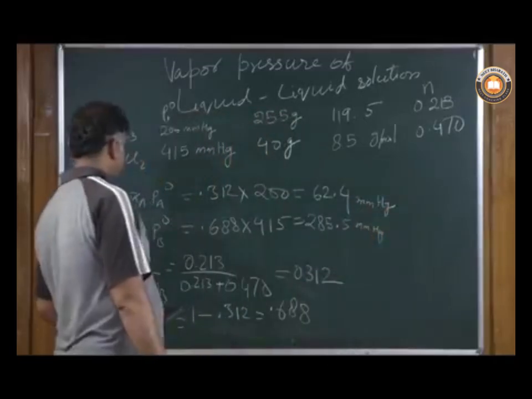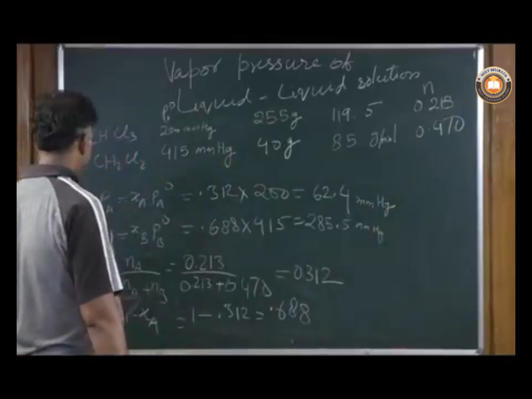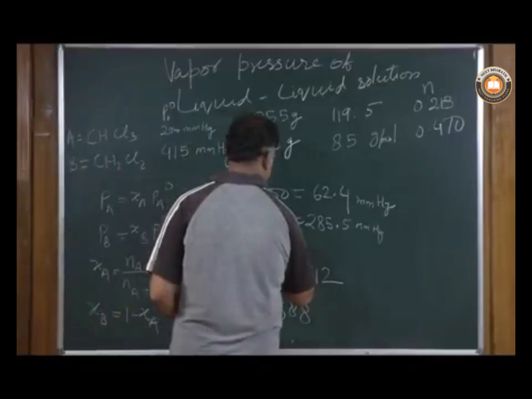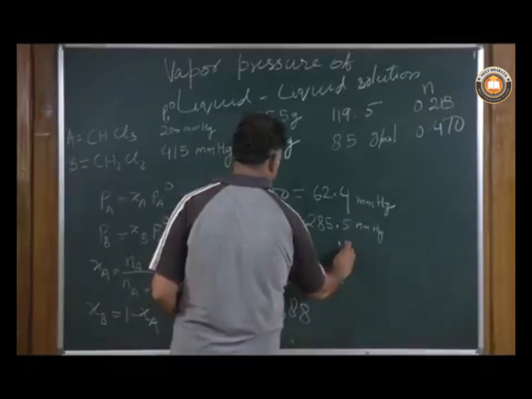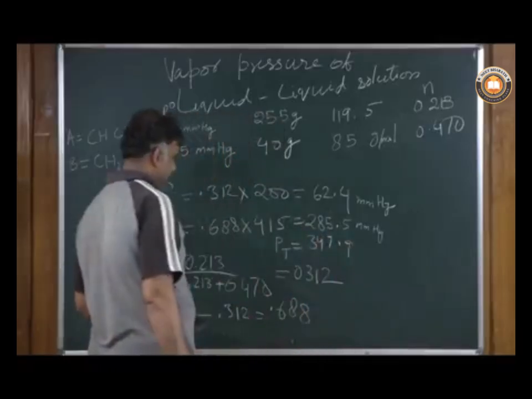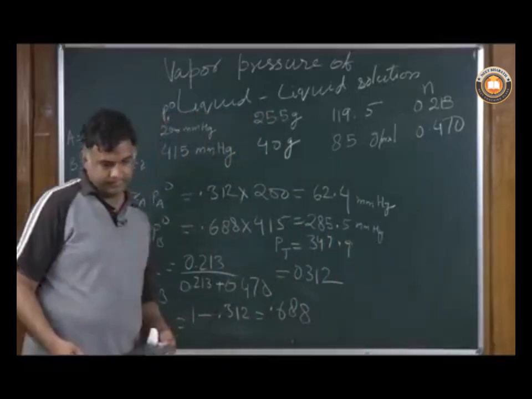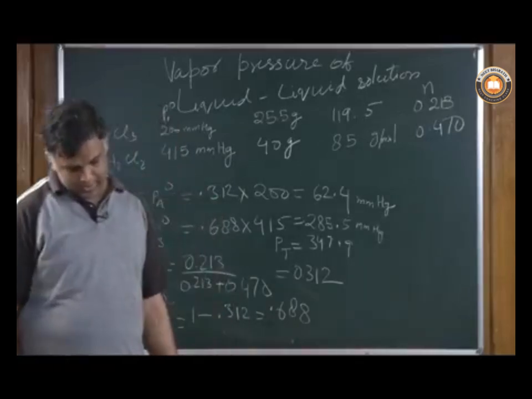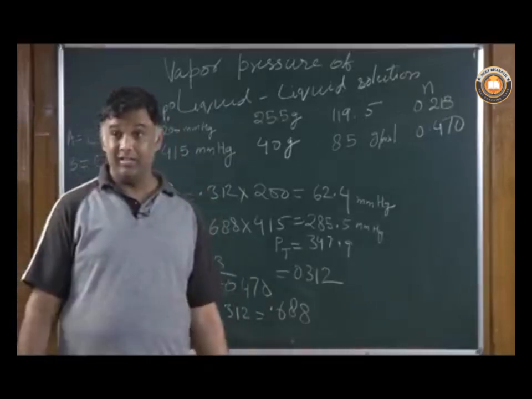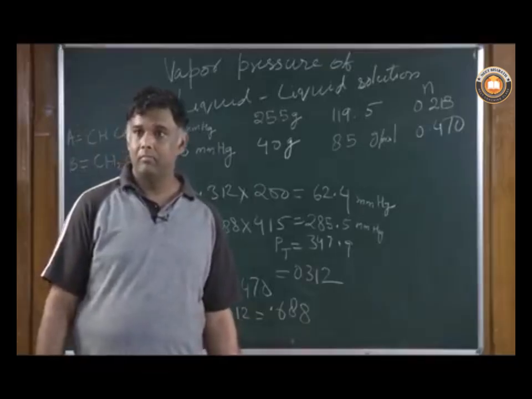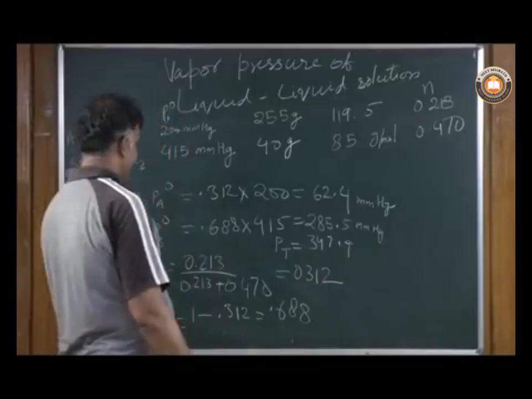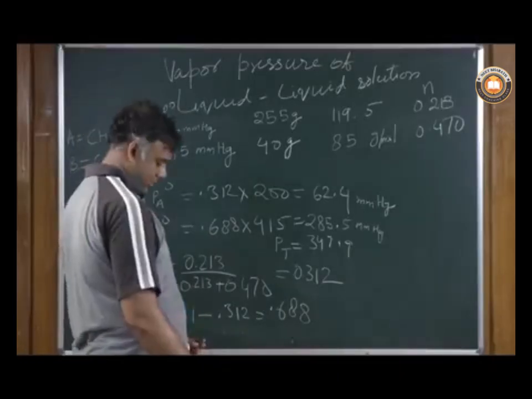And of course, the total pressure would be simply the sum of these two quantities. So, the total pressure is going to be 347.9. So, that is the total pressure. So, we have calculated part A. Now, it is asking for the mole fraction of each component in the vapor phase.